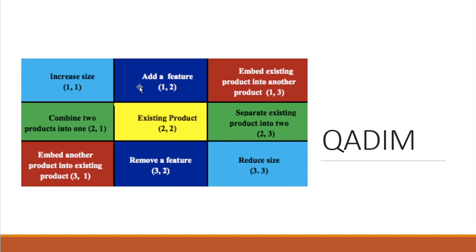cell number in KADIM. Okay, as you can see in KADIM, you have the idea to improve something, or to design the creative thinking is based on increase size. Dia lebih kurang macam SCAMPER tadi. SCAMPER tadi modify kan, can be miniature, maximize.